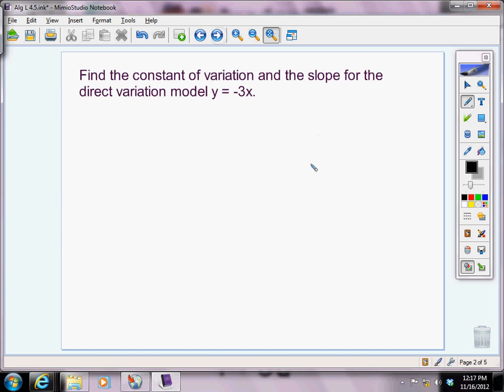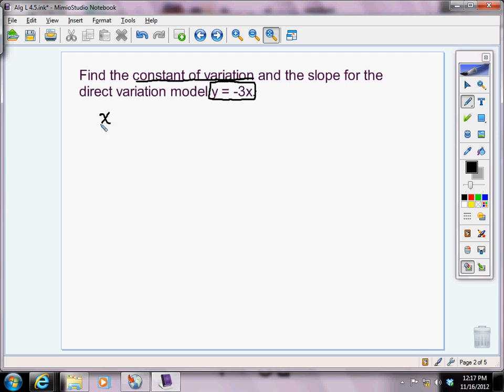It says find the constant of variation and the slope of the direct variation model y equals negative 3x. Let's just look at this simple equation, because again, this is just an equation and a function. We're just changing our terminology. It says find the constant of variation. Well, we want to know how much our solutions are changing every single time.